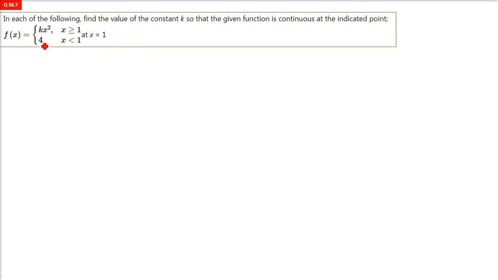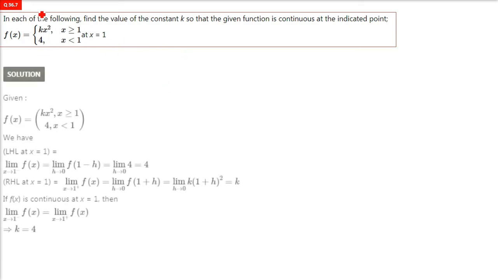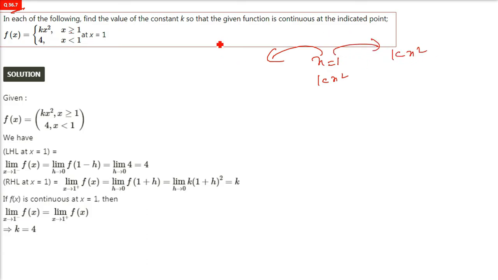Now let us check this at 1. It is kx square on one side and 4 on the other. Now LHL and RHL you can do, but I think that direct application of the limit can also give you this solution, because k into 1 square, k is directly 4, I can see that. But at x equals 1, let us go the actual way. If you go forward, it is kx square. If you move backward, it is going to be 4.